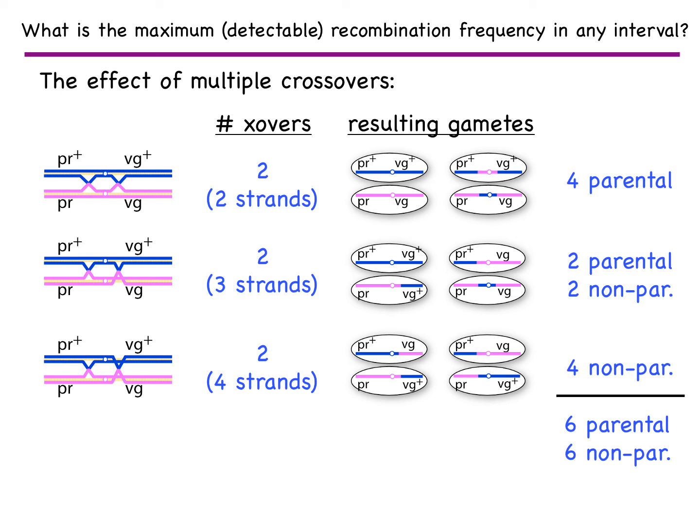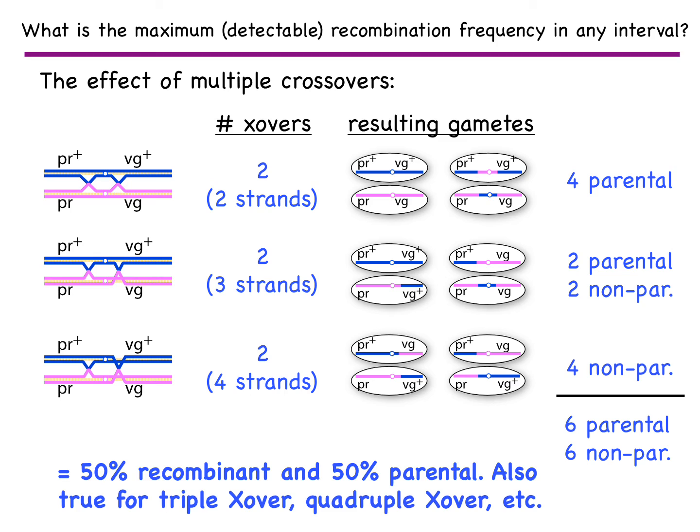This is also true if you consider, for example, triple recombinants or quadruple recombinants. You'd still end up having an equal number of parental and non-parental types. So the maximum recombination frequency in any interval is never going to exceed 50%.